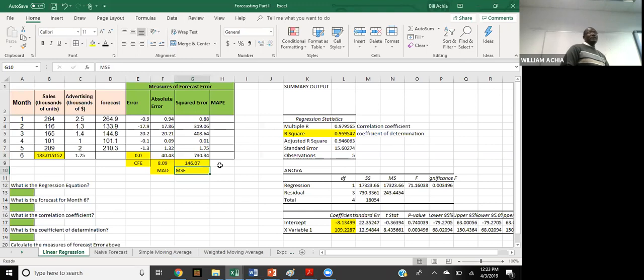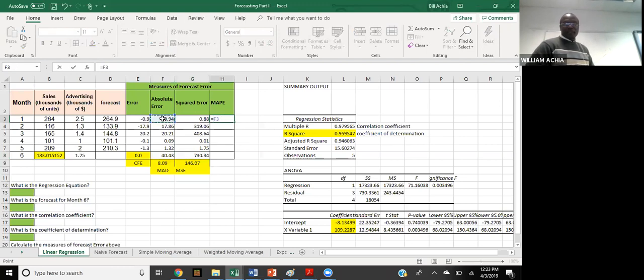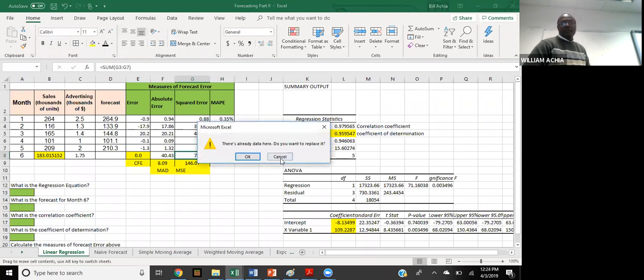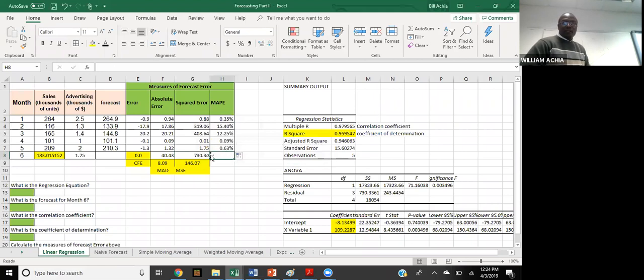Okay. And finally, we calculate our mean absolute percentage error by looking at your absolute values, divided by your actual sales figures. So that would equal your absolute error divided by sales, and use a percentage sign there, 2 decimal places, and drag that down. Okay. All right, so this is your mean absolute percentage error, the last measure that we're going to use.